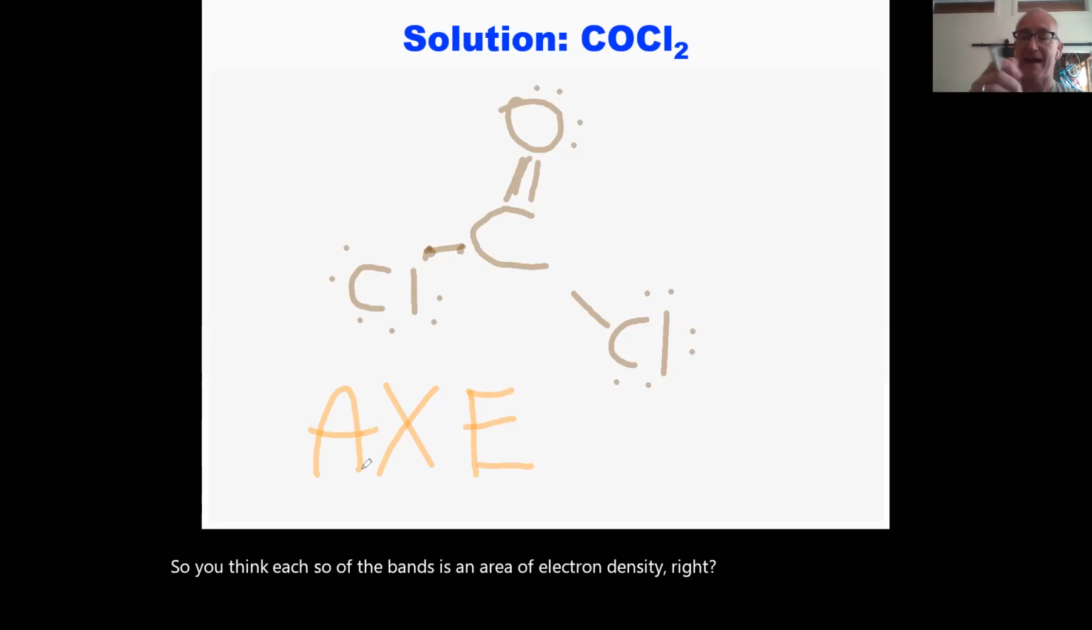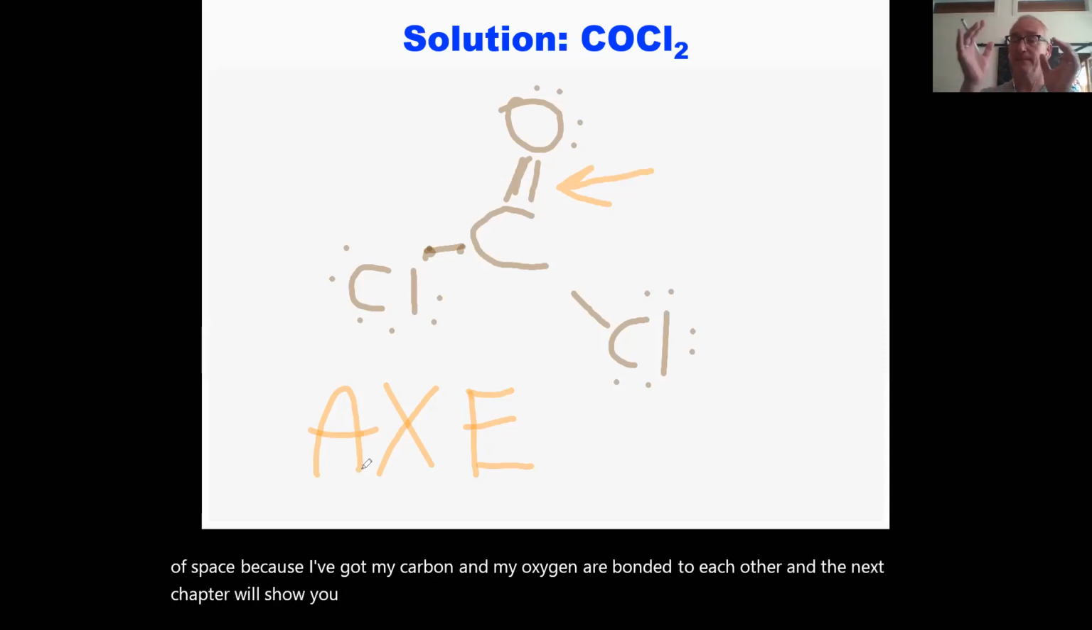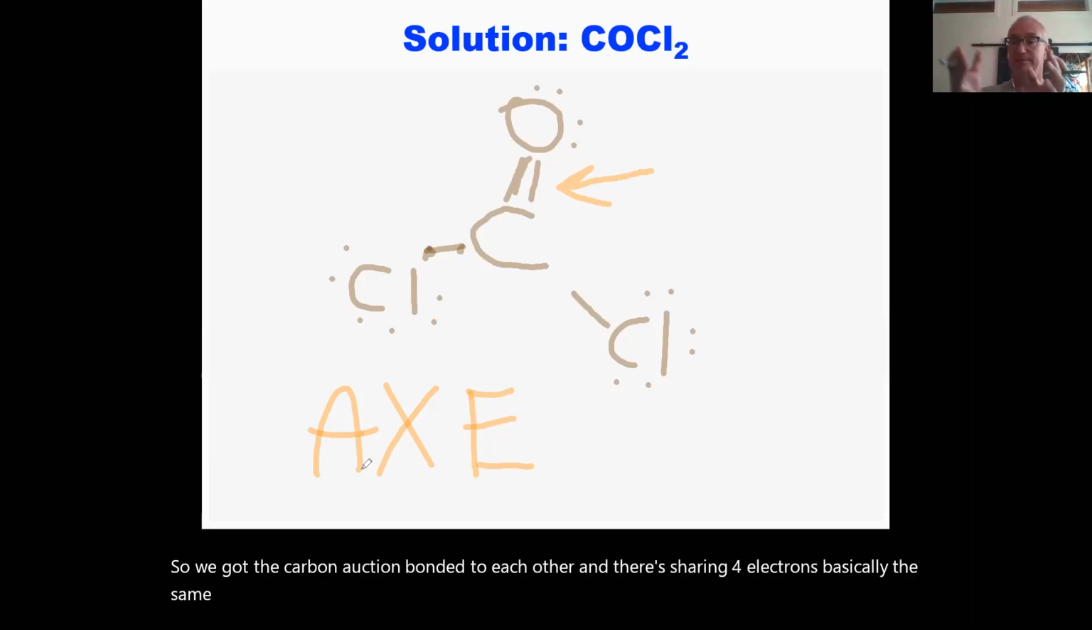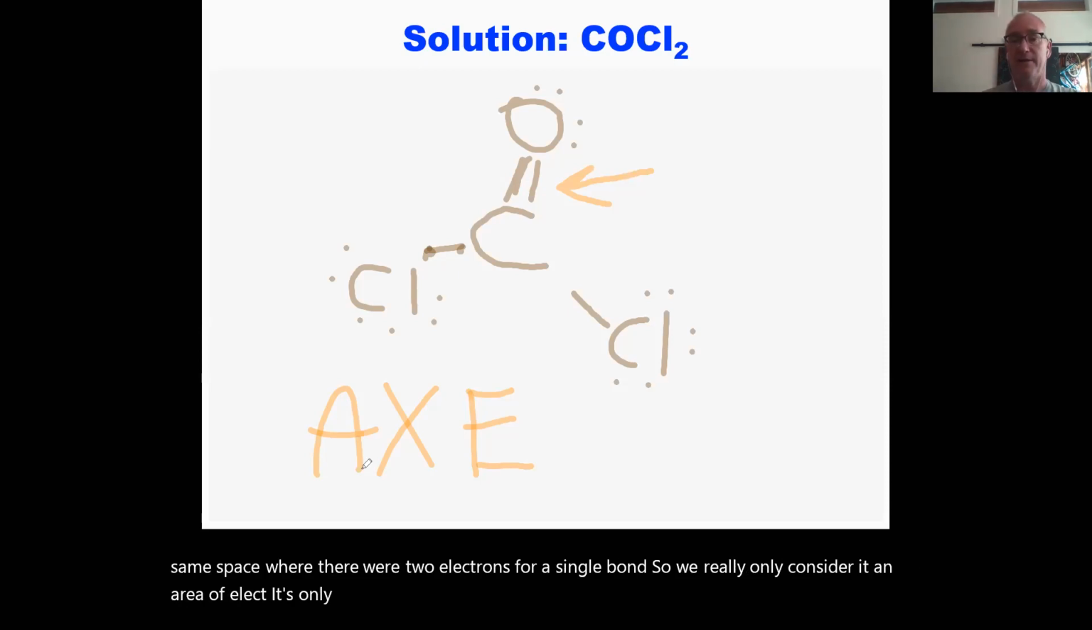Yeah. That is usually true, but since we have a double bond here, the double bond is in the same area of space because my carbon and my oxygen are bonded to each other. And the next chapter will show you how that happens. So we've got the carbon and the oxygen bonded to each other, and they're sharing 4 electrons, basically in the same space where there were 2 electrons for a single bond. So we really only consider it one area of electron density. It's a higher density, I will grant you that, but it's still one area of electron density.